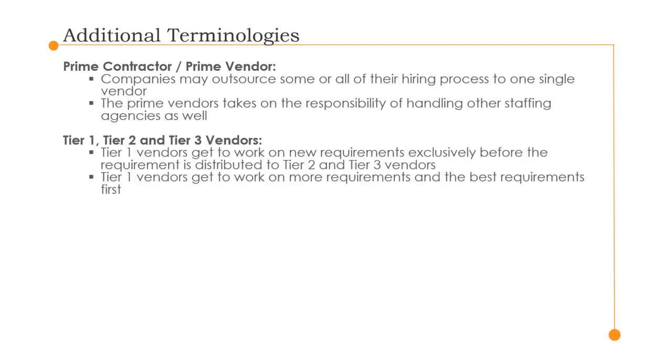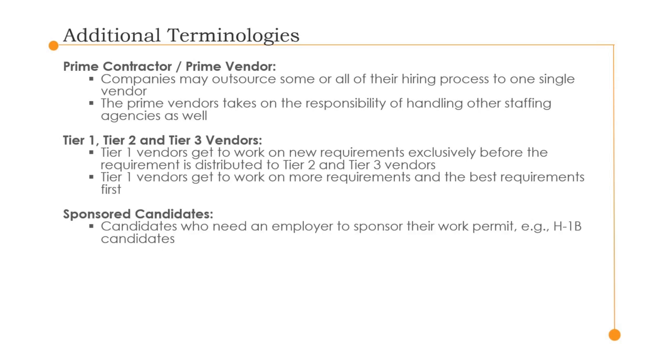Tier 1, Tier 2, and Tier 3 vendors. Tier 1 vendors get to work on new requirements exclusively before the requirement is distributed to Tier 2 and Tier 3 vendors. Tier 1 vendors get to work on more requirements and the best requirements first. Sponsored candidates. Candidates who need an employer to sponsor their work permit, example H-1B candidates, are called sponsored candidates.